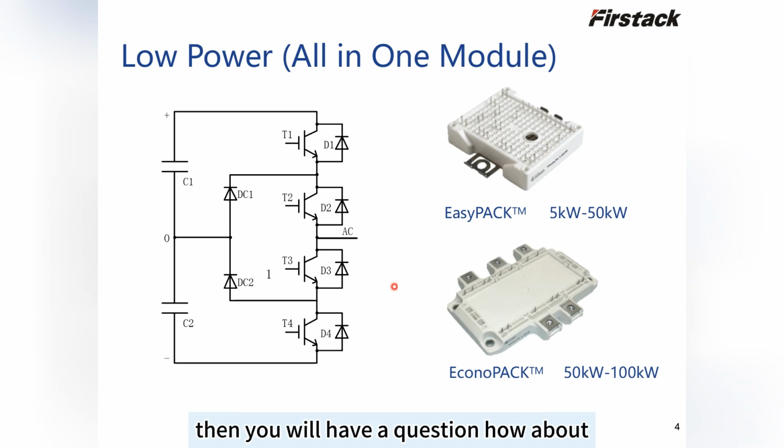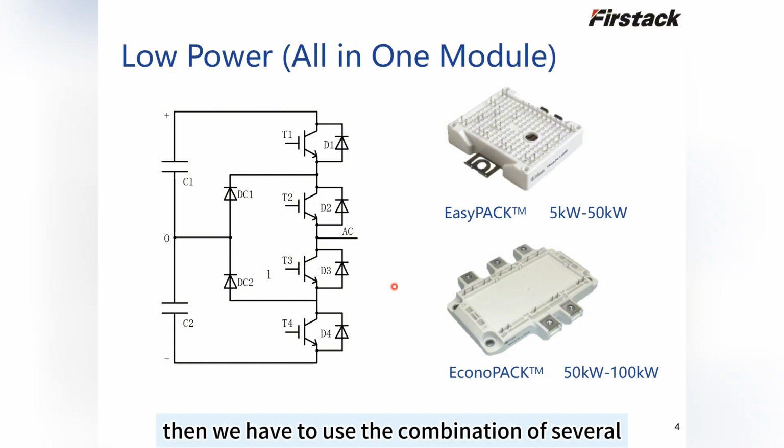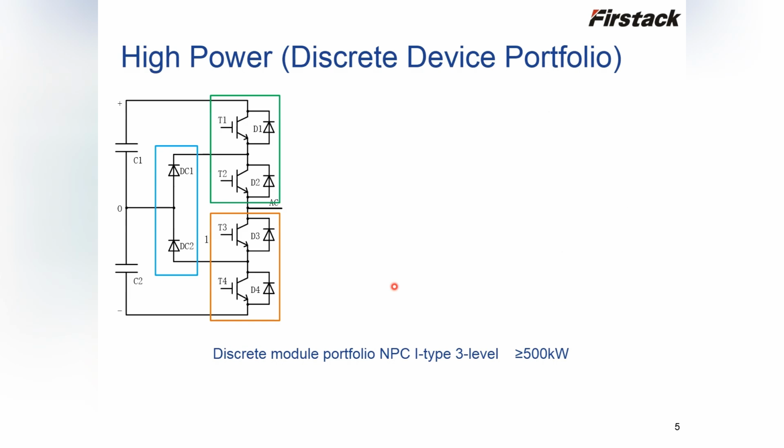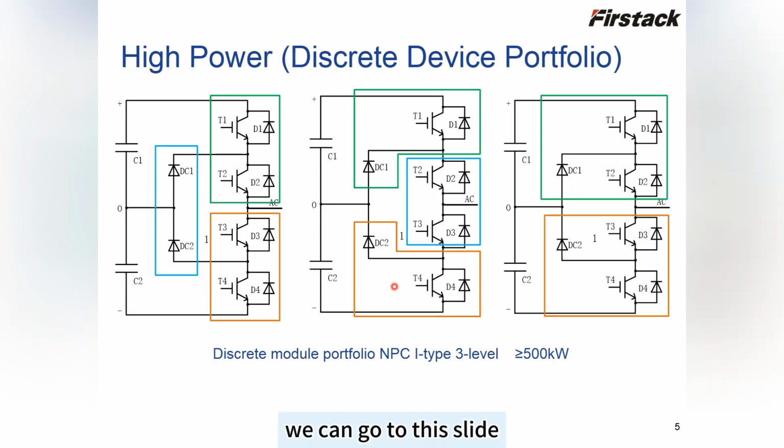Then you will have a question: how about higher power application? At this moment, we don't have a single module solution. For a power level up to, for example, 500 kilowatt, we have to use a combination of several single modules. We can go to this slide.